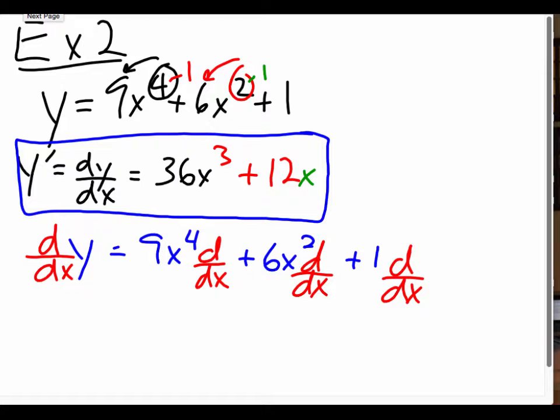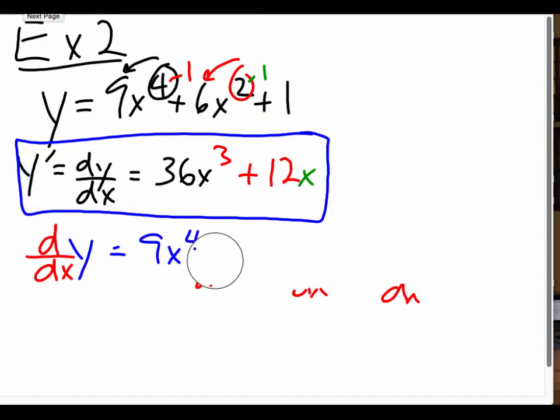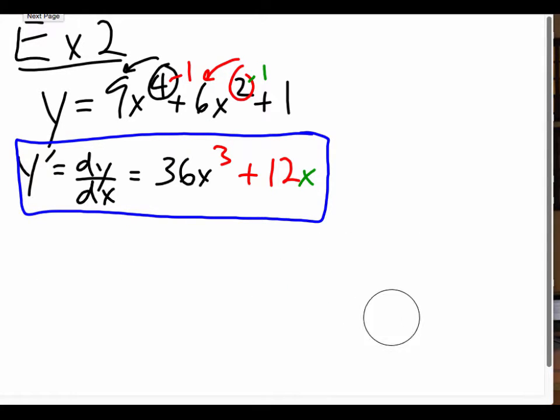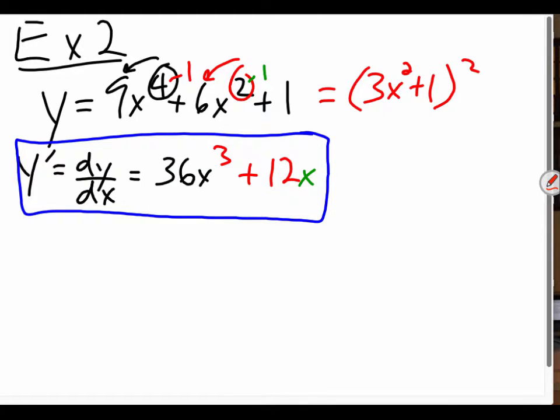All right, so basically, I'm going to erase this too, because I want you guys to focus on what's on the board. Now, this is the derivative, but this whole thing is actually a perfect square. It's actually 3x squared plus 1 squared. Okay?